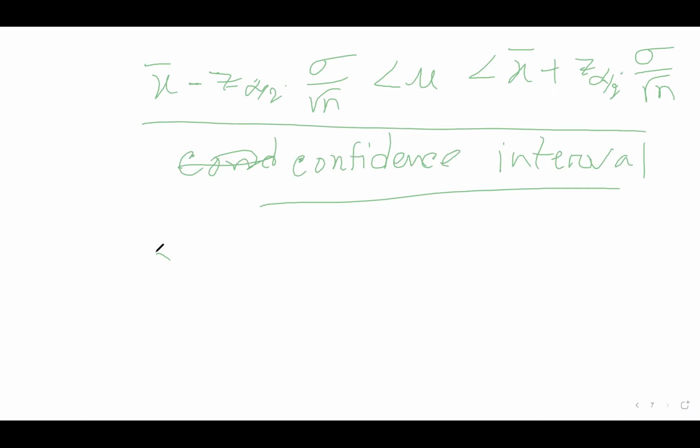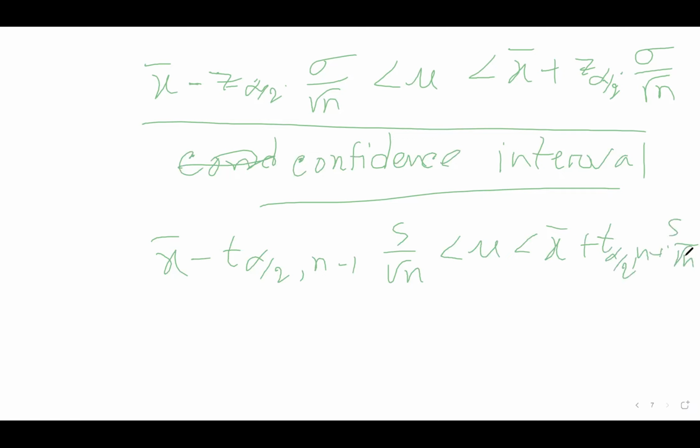You can also say if n is small, then x bar minus t alpha over 2, n minus 1, times s over the square root of n, less than mu, less than x bar plus t alpha over 2, n minus 1, times s over the square root of n.